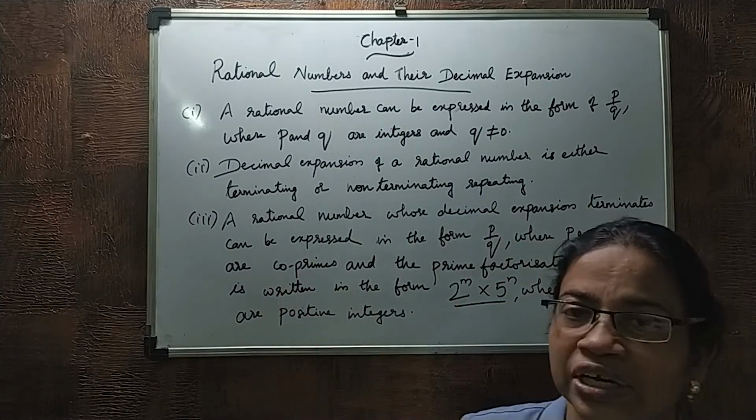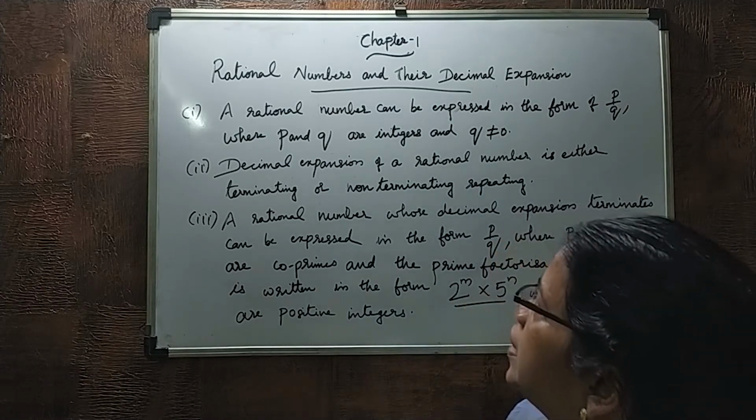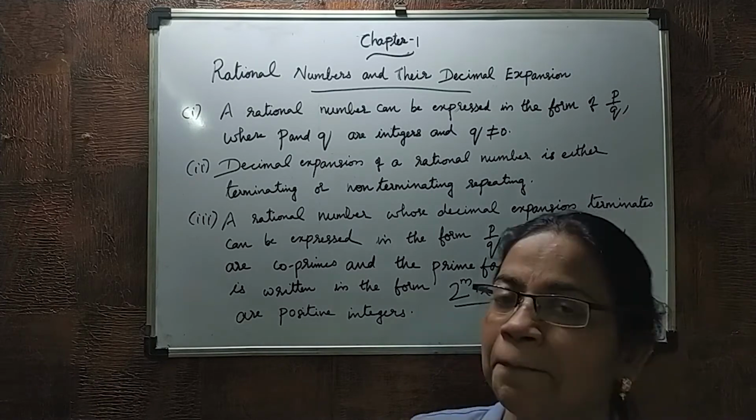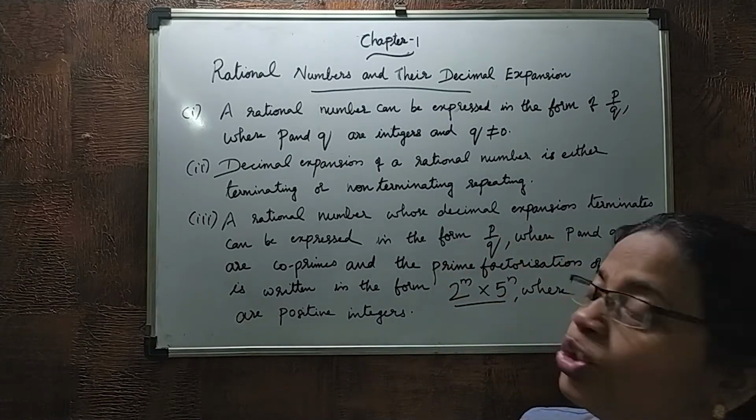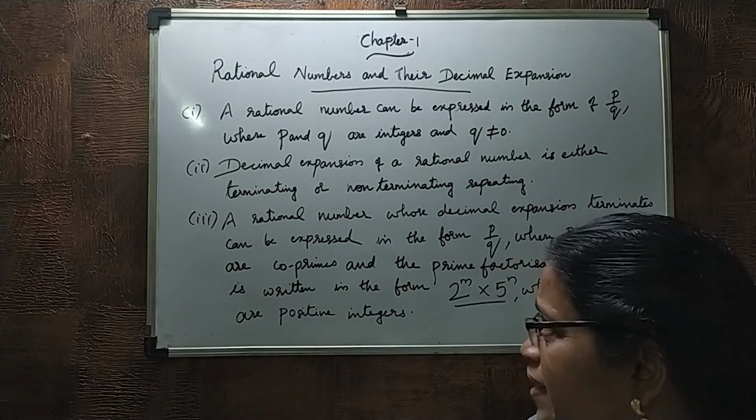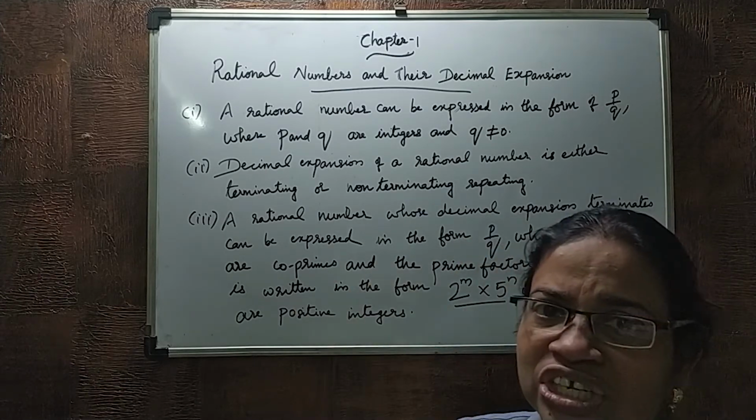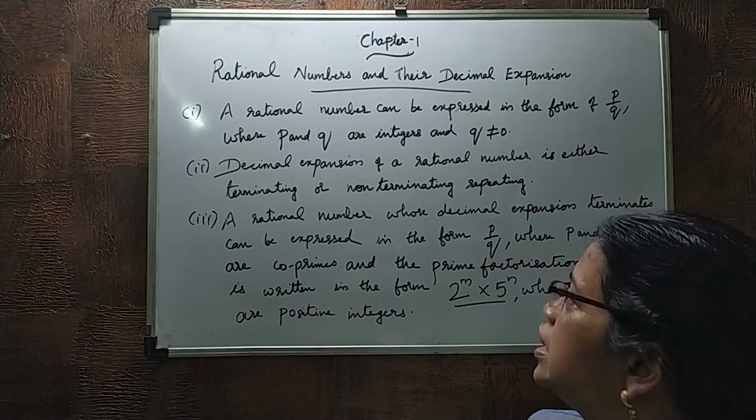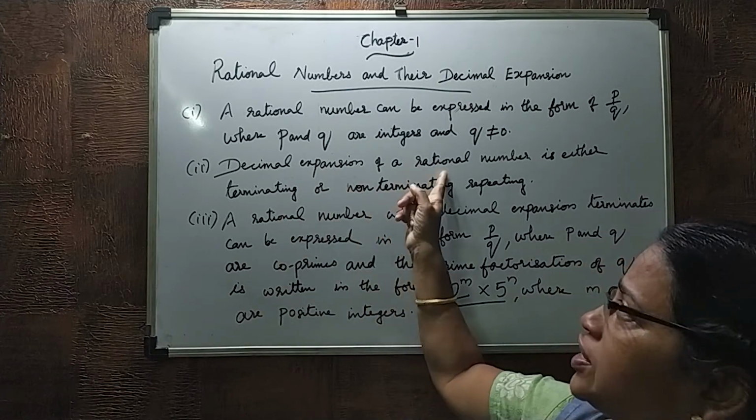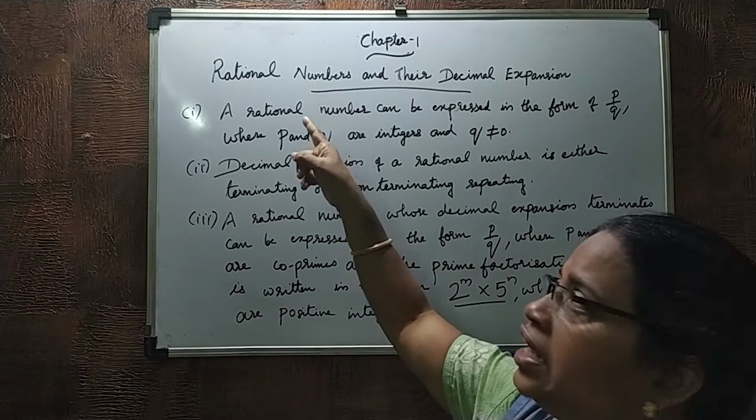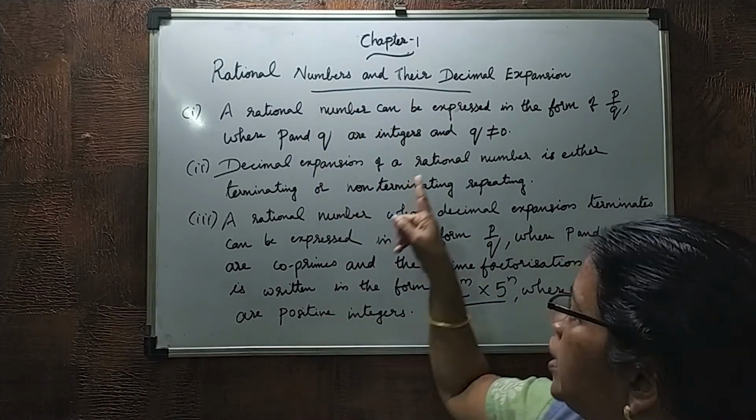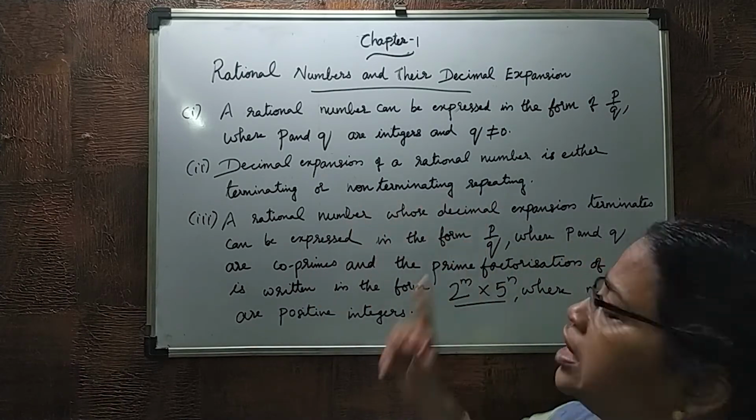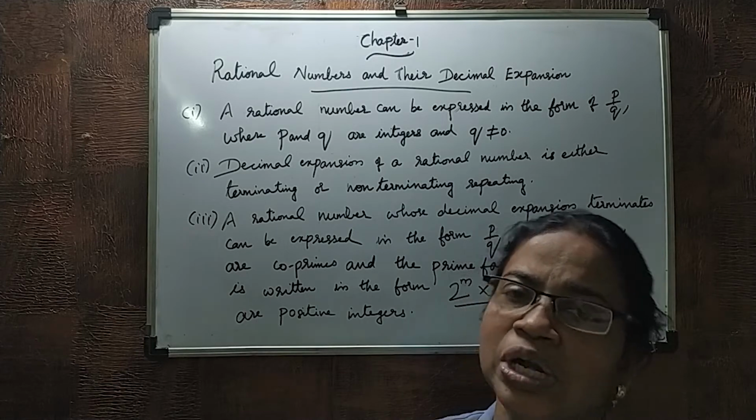We'll start. Some conditions are already given. The first one we already studied in 9th standard: a rational number can be expressed in the form p by q, where p and q are integers and q is not equal to 0. Second, the decimal expansion of a rational number is either terminating or non-terminating repeating. Terminating means it stops, and non-terminating means it will repeat.